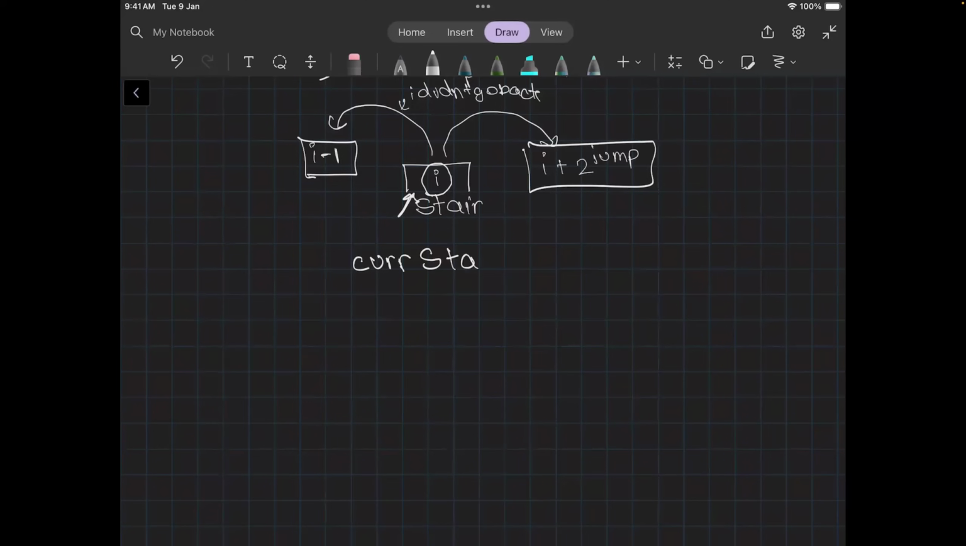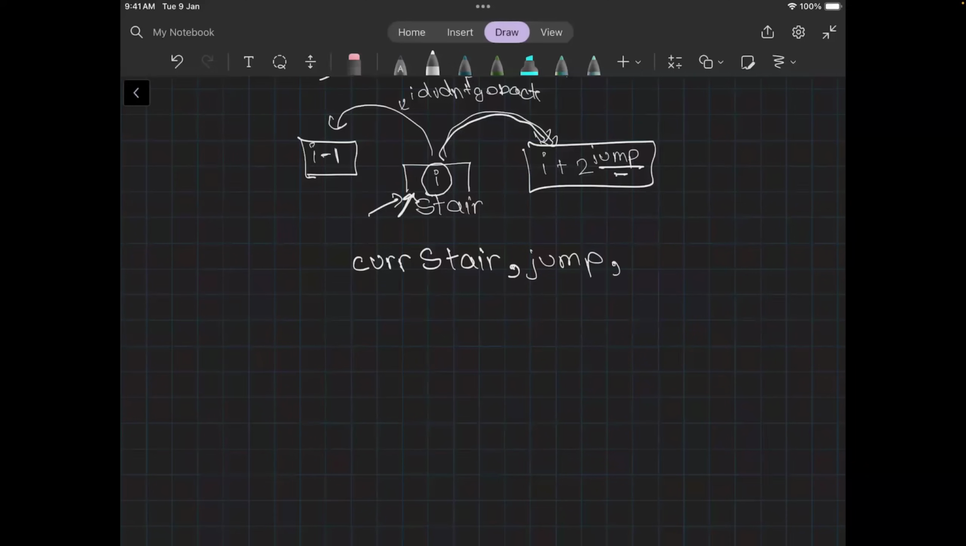Second thing, we need to store this jump as well. Yes or no, guys? Because after we do this move, our jump increases by 1. And it might be that we can reach several stairs with the same jump or the same stair with several jumps. So we need to store jump as well.